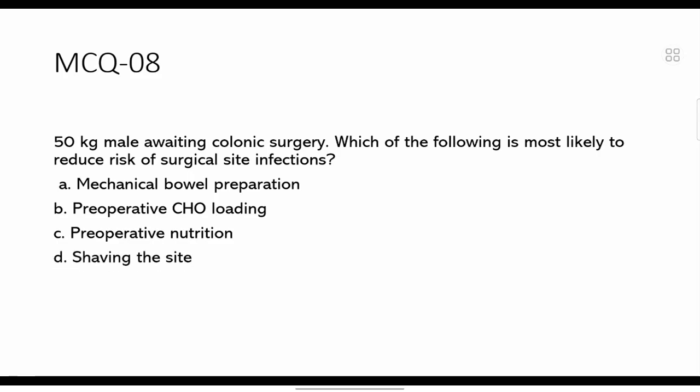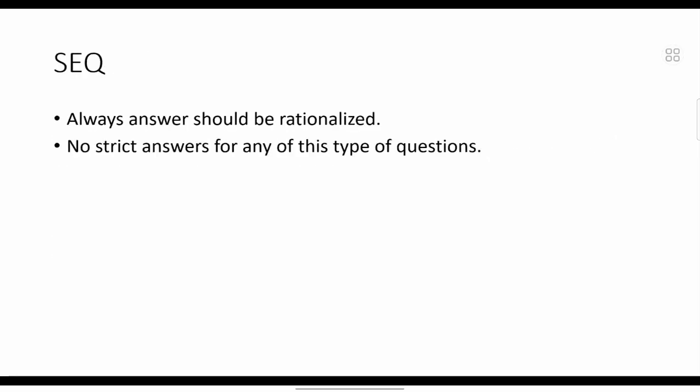Shaving the site, I told this is the other way around, because if you are shaving the site of the surgery, that increases the risk of infection. So that is totally wrong. So the last option is the prophylactic antibiotic. That is the best option that we are doing to prevent surgical site infection. So out of 5, that is also an easy MCQ. If any question, just ask me.